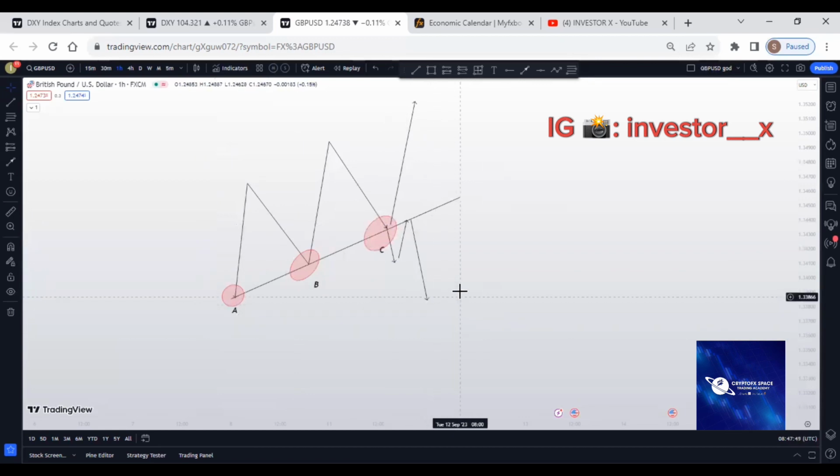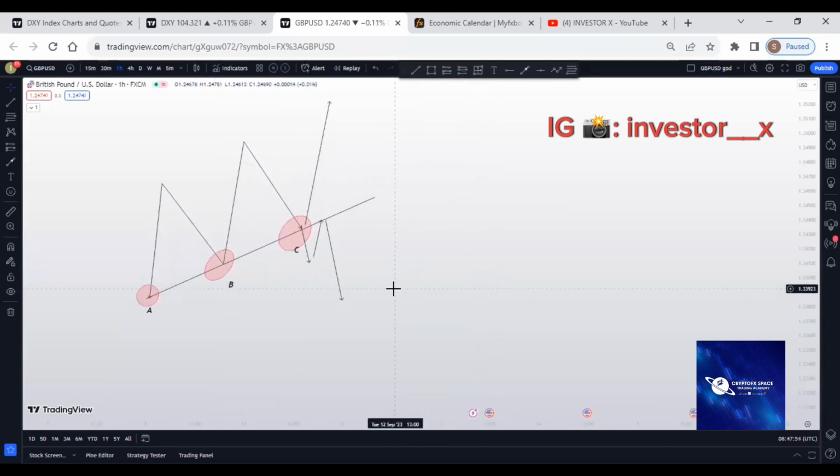When you see this kind of scenario on the chart, there are different ways that you can approach the market. You can either approach the market as an aggressive trader, or you can approach the market as a conservative trader.